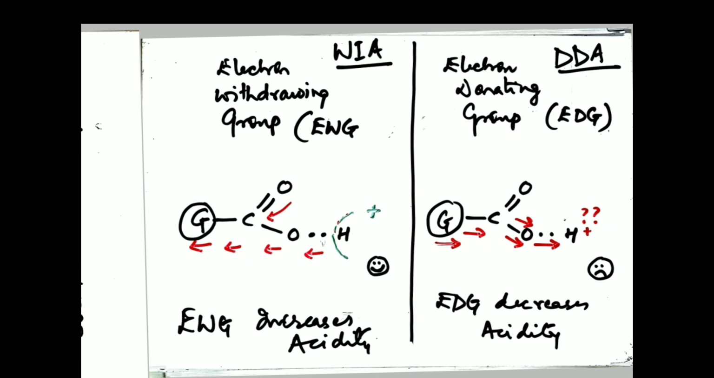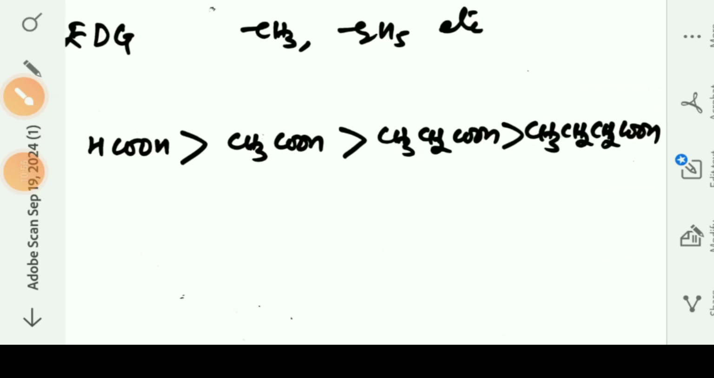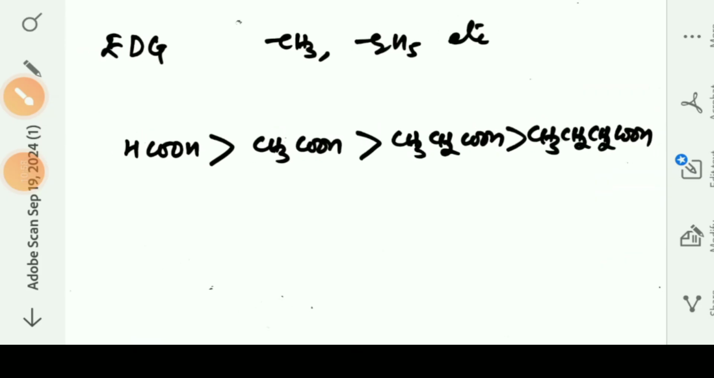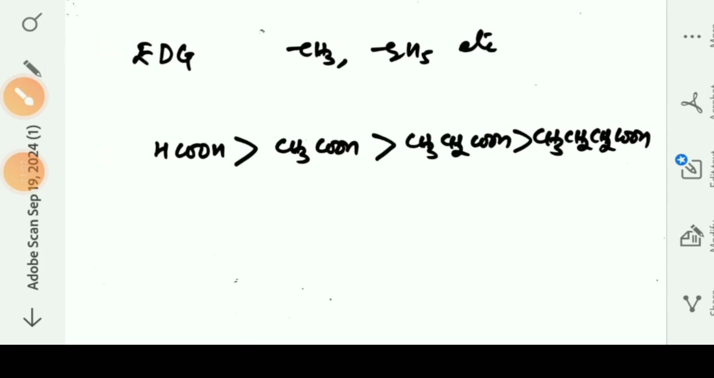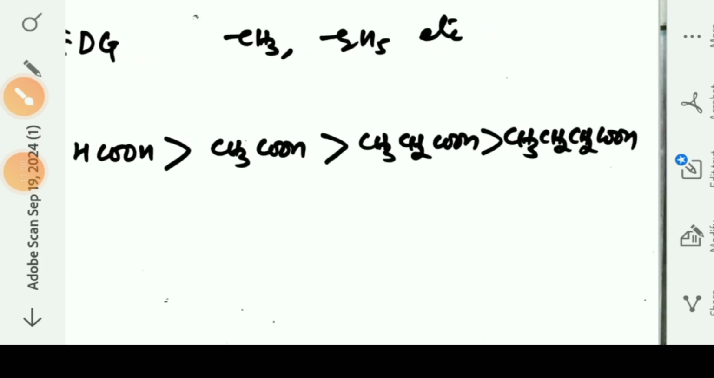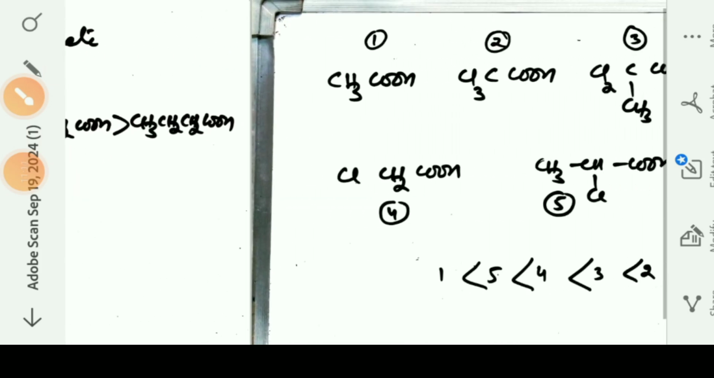Now next, electron donating groups like CH3, C2H5, etc., they decrease the acidity. So formic acid in this case would be more acidic than acetic acid, then propanoic acid, and then butanoic acid.